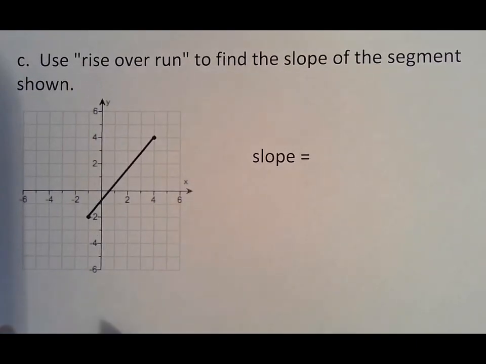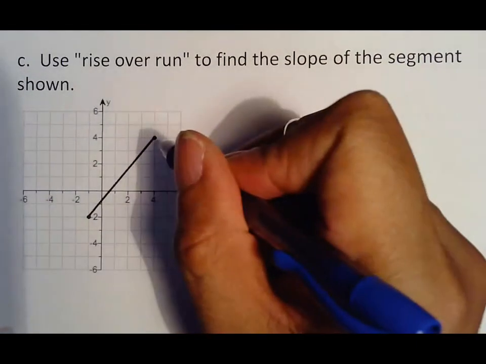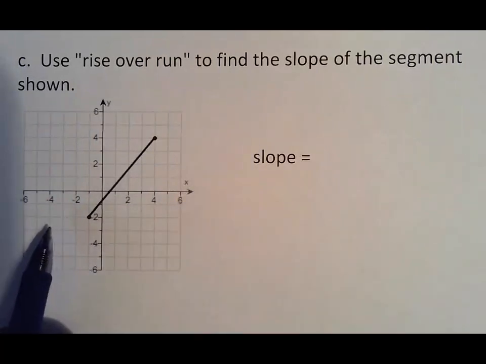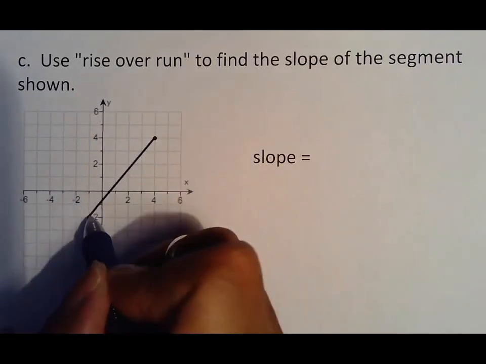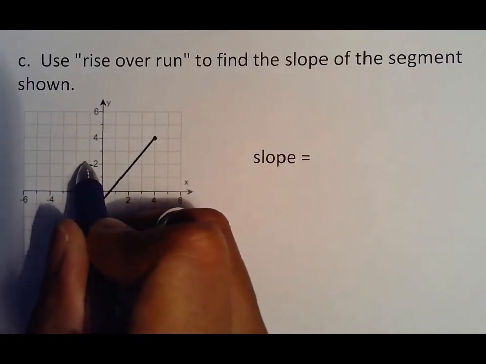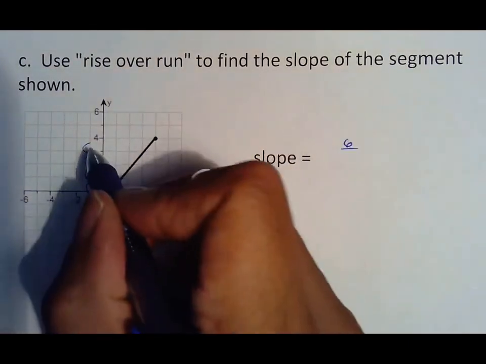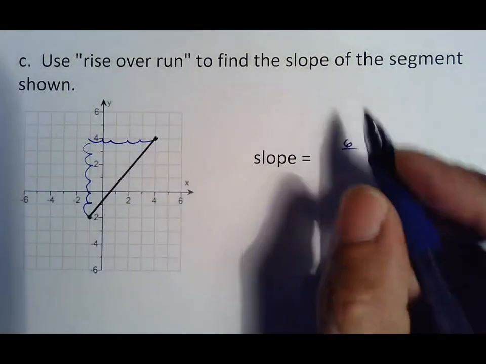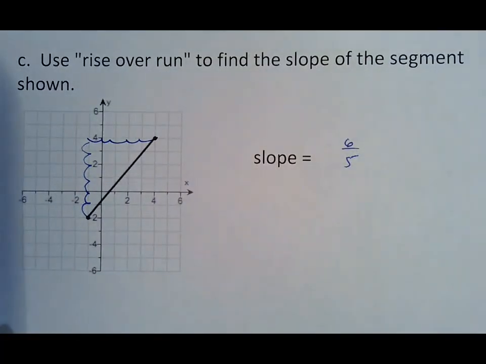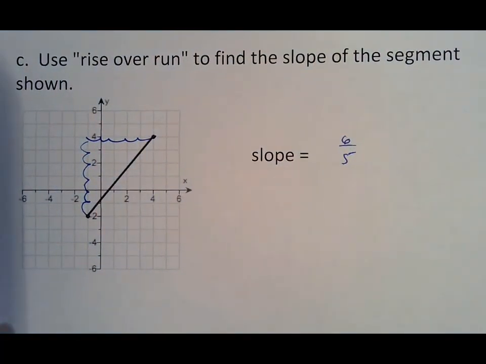Use rise over run again. Starting here, we count our rise. Again, not from that point because that's on the right. You want to start from the closest to the left. So 1, 2, 3, 4, 5, 6 is my rise. 1, 2, 3, 4, 5. Again, a boring 5 is my run. I probably should have planned this better. But again, 6 over 5 is your slope for that one.